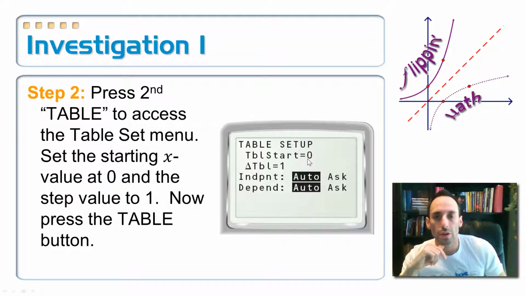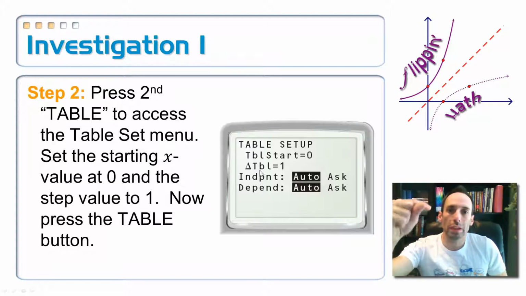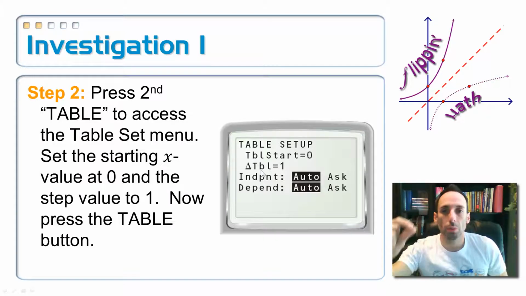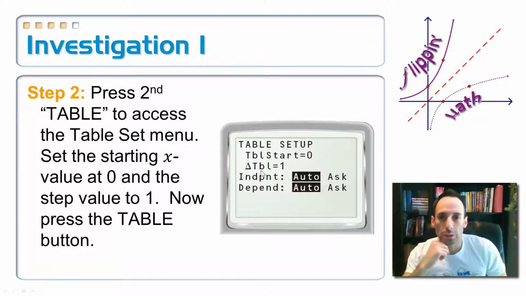That's usually what it defaults to. And delta table means what the table increases by, the x value. So if you start at 0, the next one would be 1, and then 2, and so on. If, for example, when we get done with this we don't see a point that they have in common, I can come back to this screen and change delta table to something like 0.5. So it would go 0, 0.5, 1, 1.5, and so on.